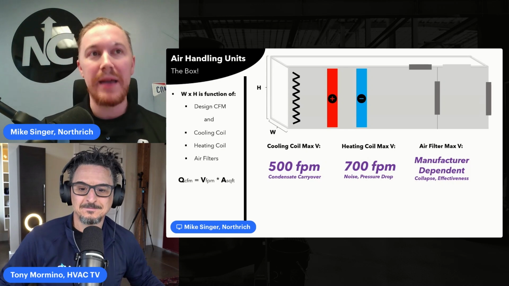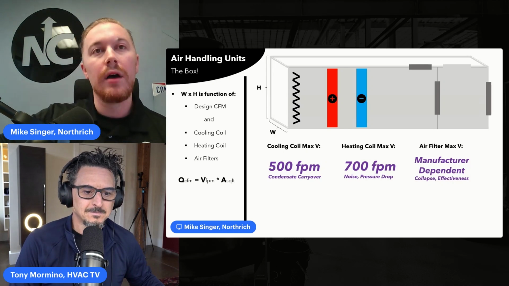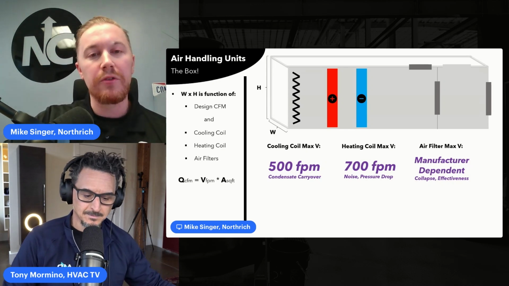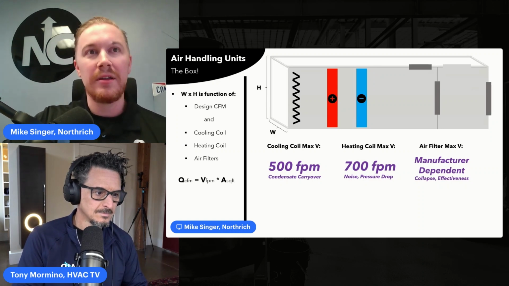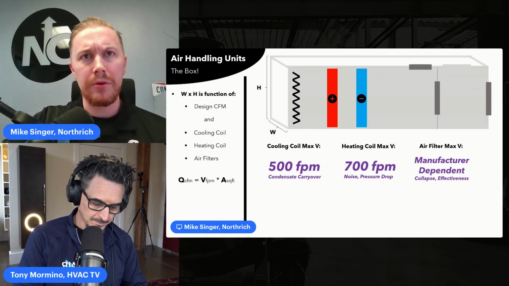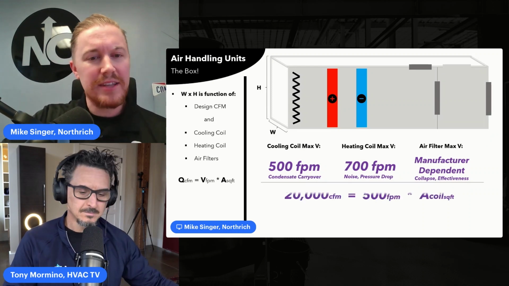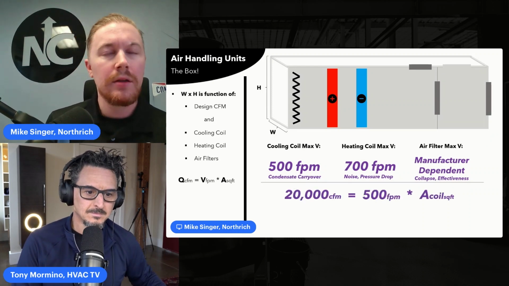Good point. It is a case by case basis that we could get into, but for a rule of thumb, 500 is a good, hey, I'm out in the field and I need to determine how many CFM this air handler has rolling through it. So let's take a look at that type of example.